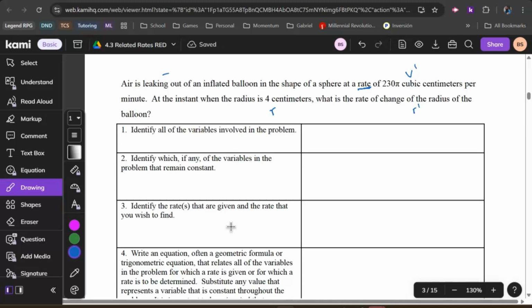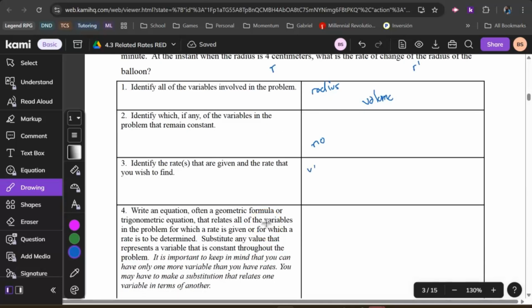All right, well, what are the variables we have? We have the radius, and we have the volume. Now you might say we have r prime and V prime. Yes, but they're technically just a rate of that variable, so we're going to call them the same thing. Are any of these things constants? No, they're not. As a sphere gets bigger or smaller, so does the radius. All right, now identify the rates that are given.